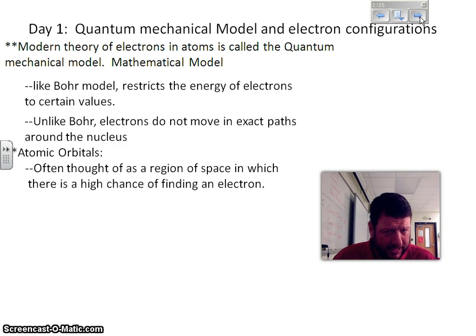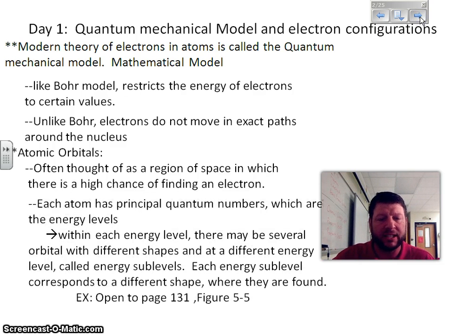The quantum mechanical model has atomic orbitals in it. These are often thought of as a region of space in which there is a high chance of finding an electron, or a high probability of finding the electron. Okay? What that means is the electrons are not necessarily always going to be there, but if you were able to find them, that is a good chance of where you would find them.